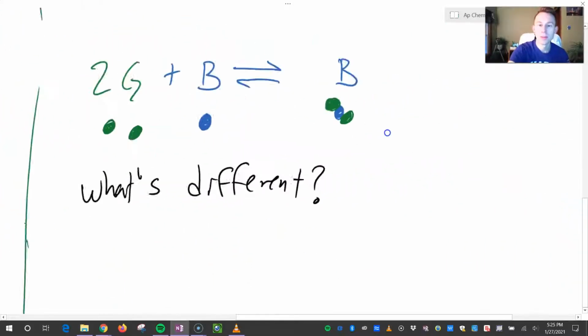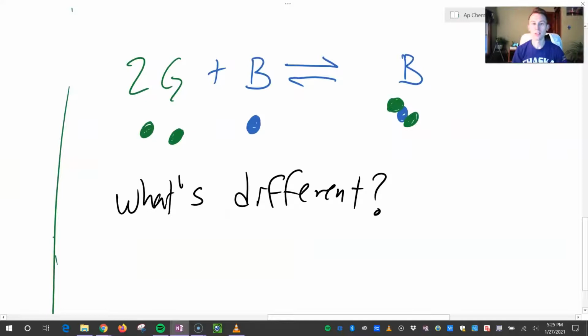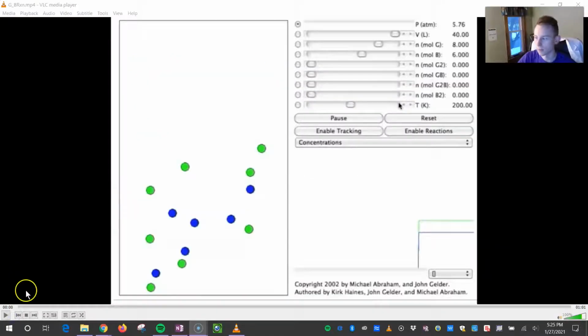So now I promised that we're going to show you a second simulation. In this simulation, we're just going to have 2 different kinds of atoms, green and blue. We're going to have this following reaction, G2B. And the question that I'm asking you is, what's different this time? All right, so I'm going to hit play, and I'm just going to let you observe what's different this time.